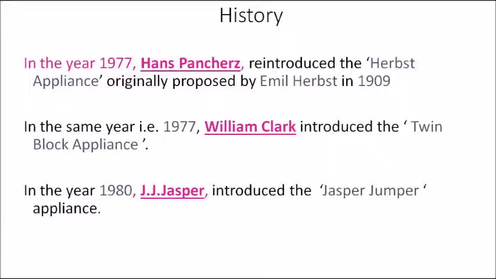And Jasper Jumper is another fixed functional appliance which was developed by J.J. Jasper in the year 1980. So Emil Herbst in 1909 introduced the first fixed appliance, which was later reintroduced into the field by Hans Pancherz in 1977, and by 1980 J.J. Jasper developed another fixed functional appliance which was called the Jasper Jumper appliance.